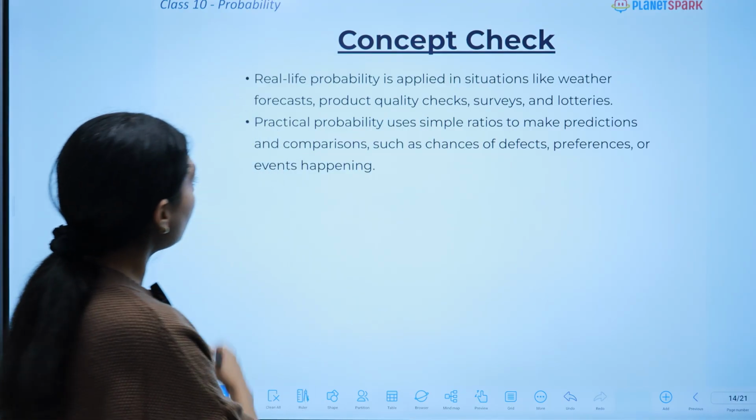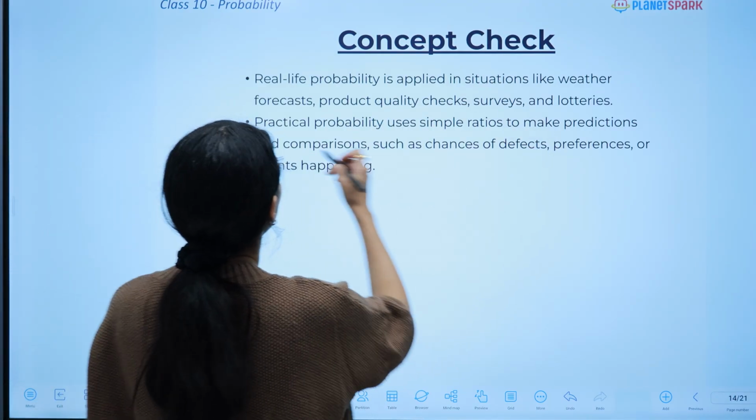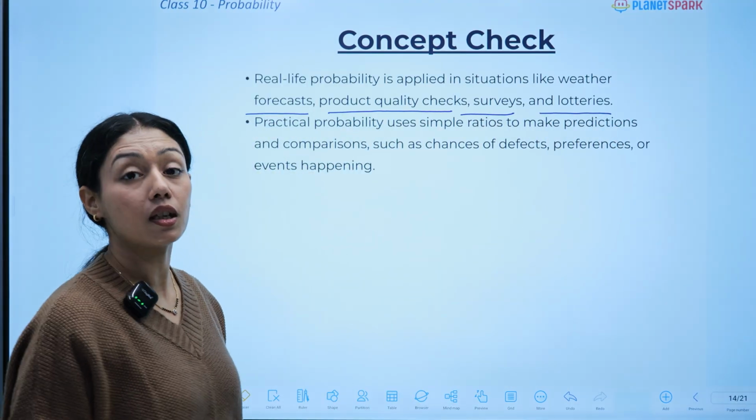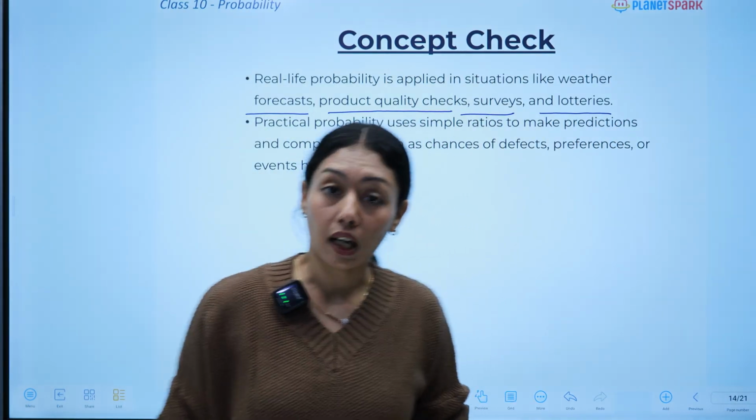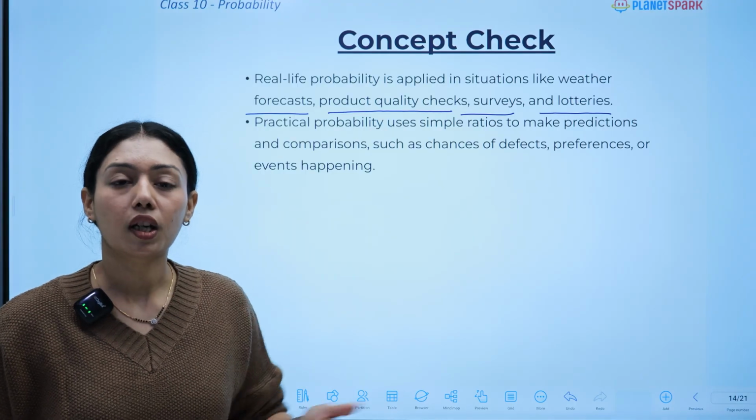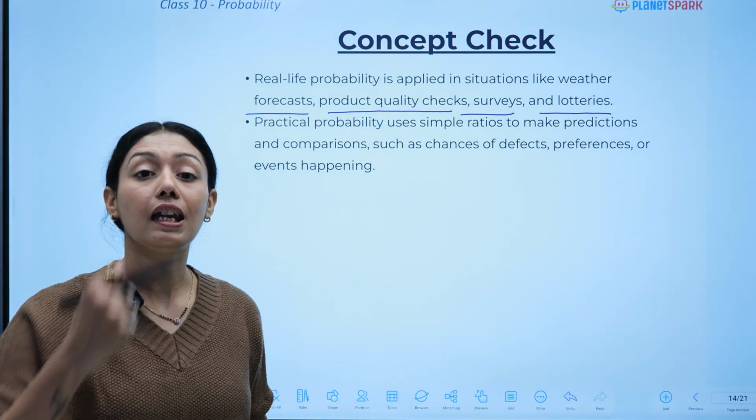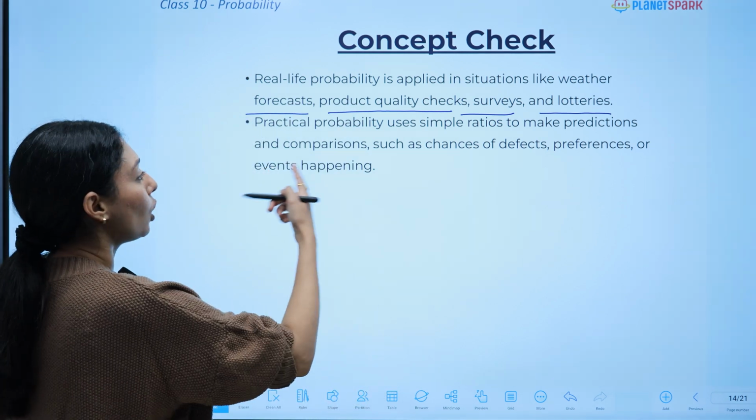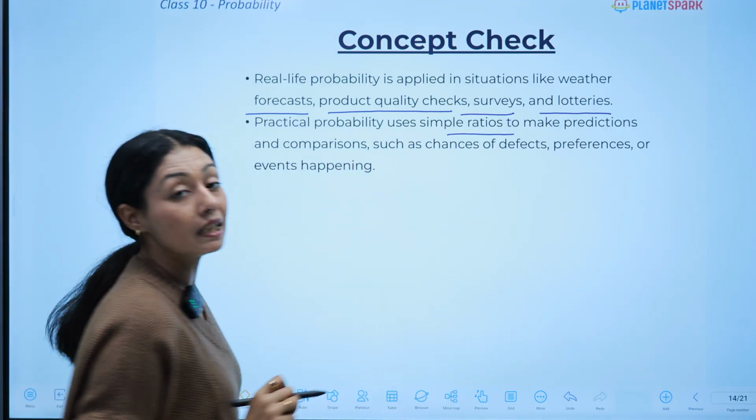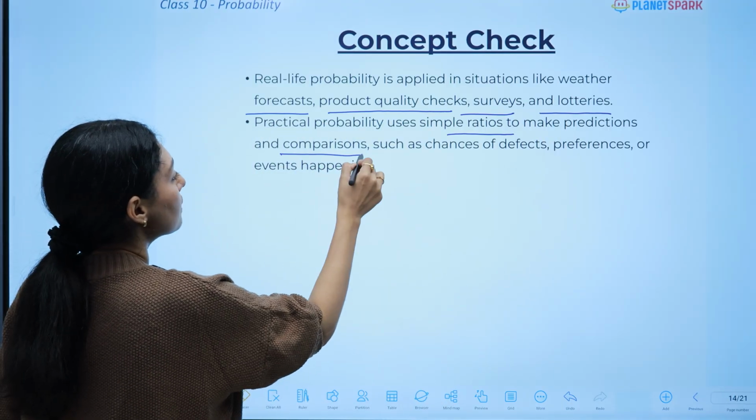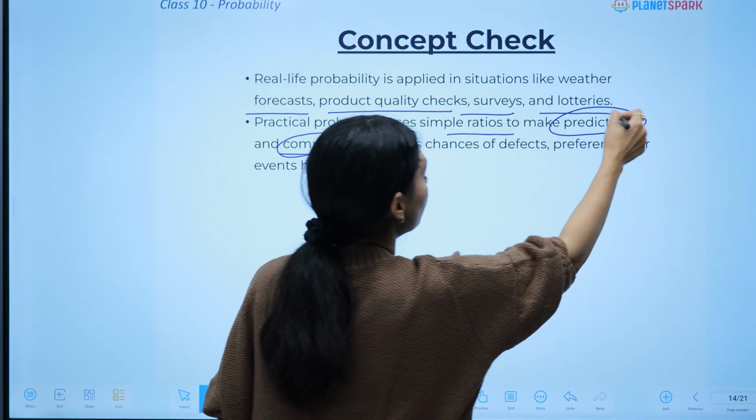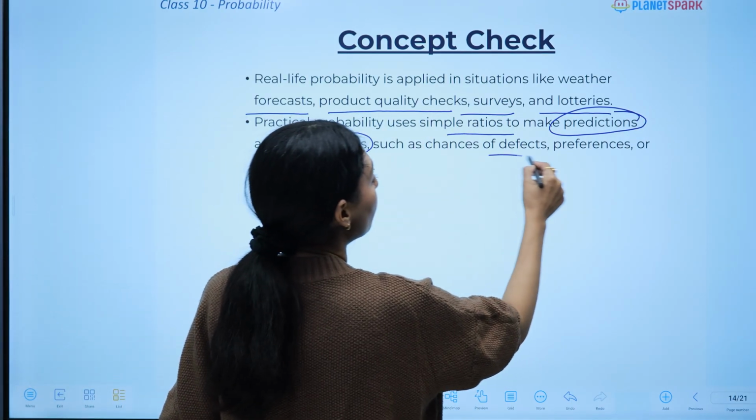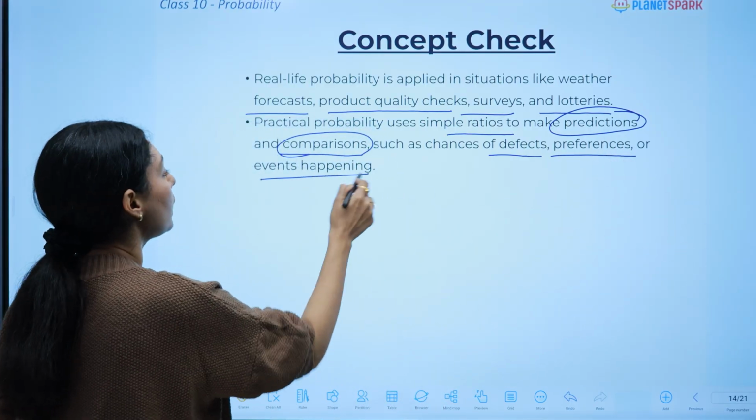In real life situations like weather forecast or product quality checks or surveys or lotteries, in all these we can use probability. जहाँ पे भी हम chances की बात करेंगे, what are the chances of this to happen? What are the chances that out of this n number of things ये एक मेरे पास आएगी and this will happen? There we'll be using probability. Practical probability uses simple ratios to make predictions and comparisons. So दो use case क्या है हमारे पास? Predictions and comparisons, right? Both we can do there, such as chances of defects, some preferences or events happening.